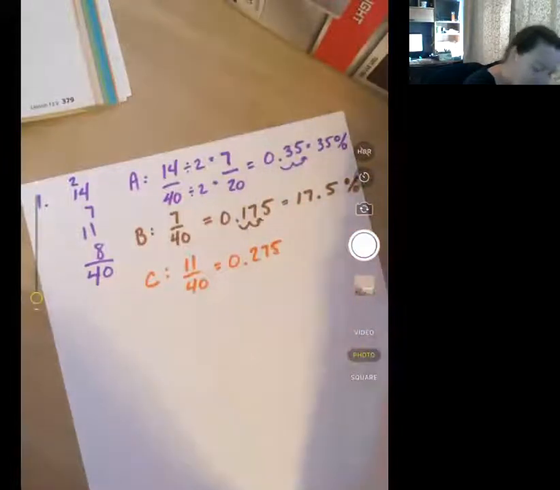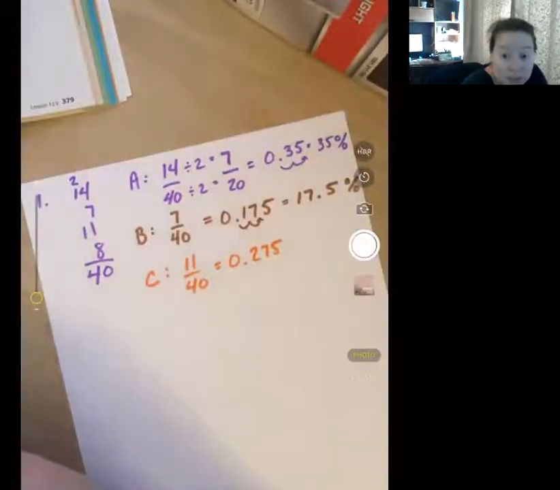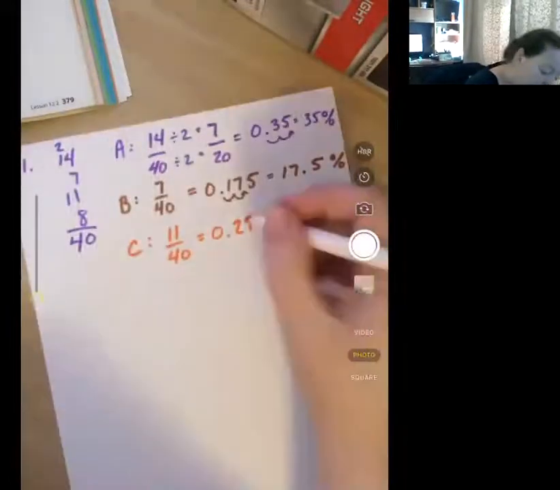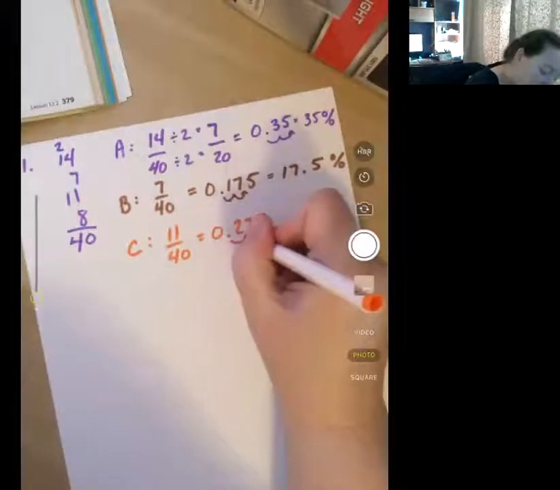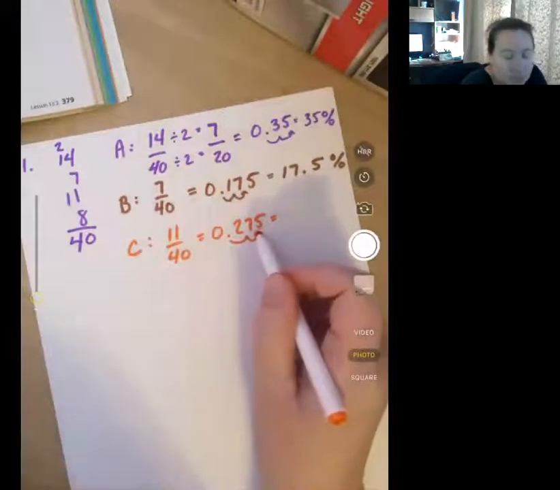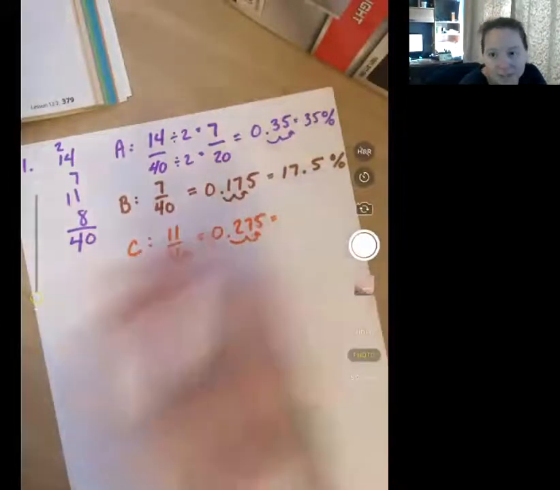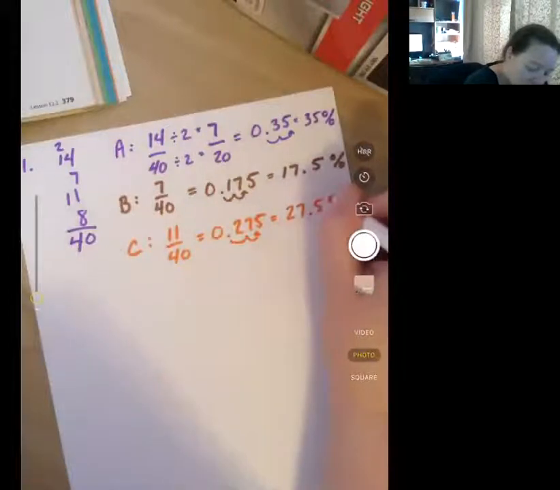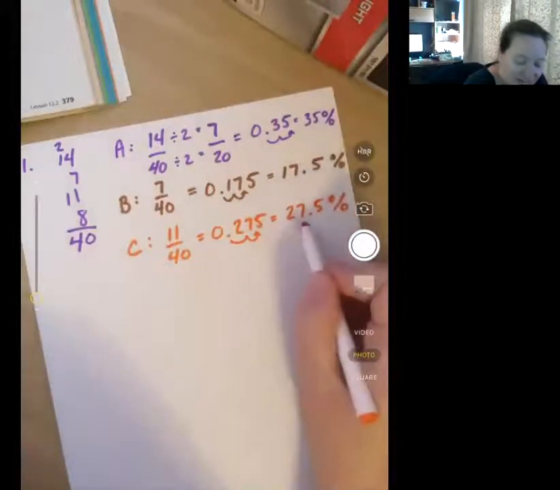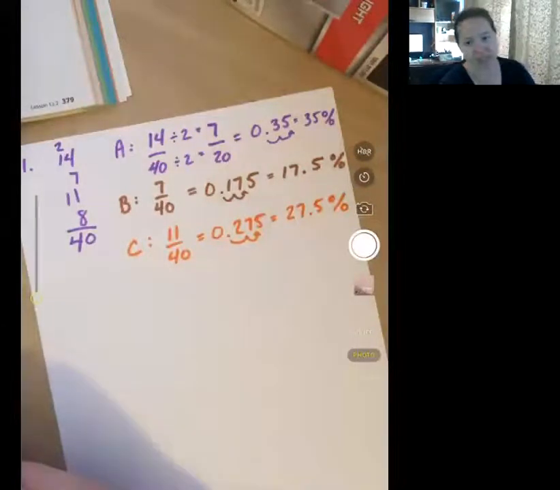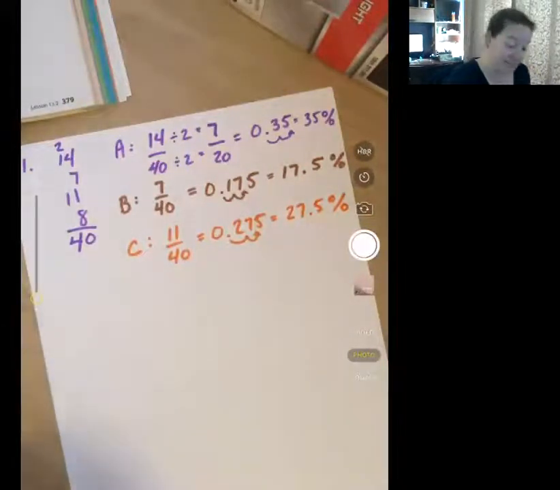0.275. Again, we only move the decimal point twice. That's it. I don't care how many numbers there are. So we move the decimal 1, 2. Or actually, that is 27.5%, or 27 5/10%.